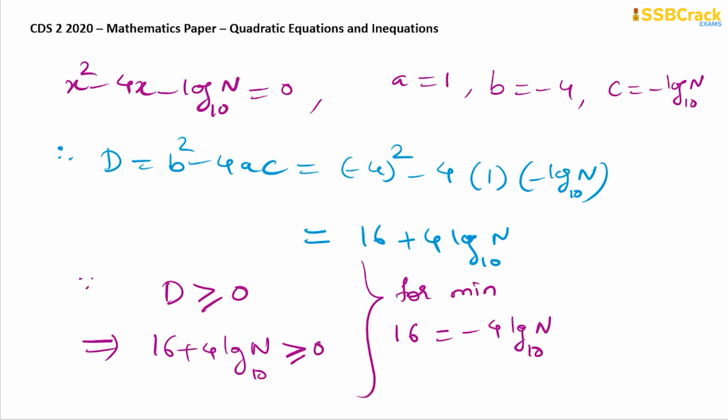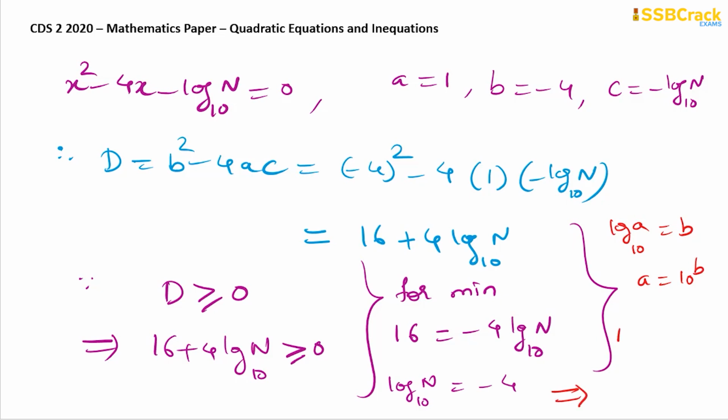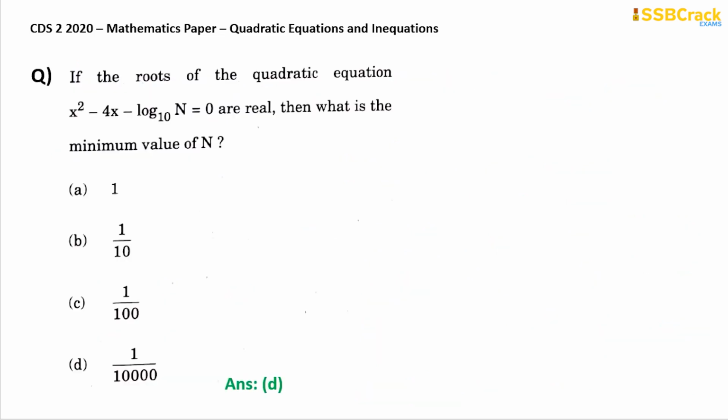So we take 16 equals minus 4 times log of n to the base 10. It can be simplified as log of n to the base 10 equals 16 divided by minus 4, that is minus 4. Now you know the conversion from logarithmic form to indices form: log of a to the base 10 equals b can be written as a equals 10 to the power b. Similarly, we get n equals 10 to the power minus 4, that is 1 upon 10 to the power 4, so 1 upon 10,000.